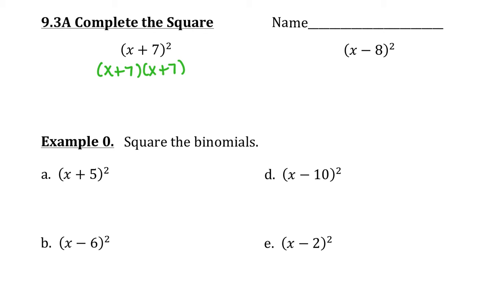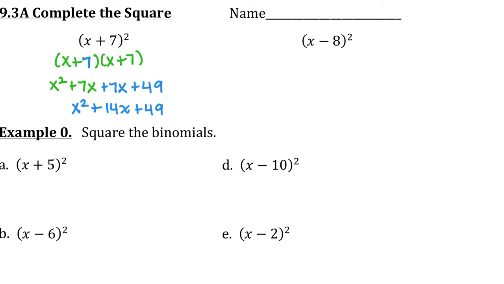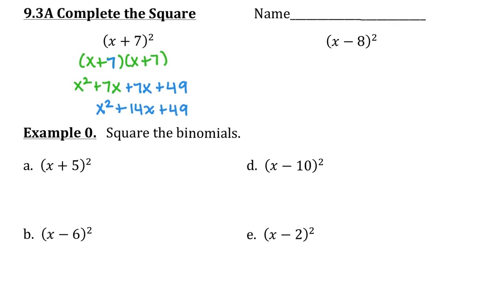Okay, normally if you were distributing, you would do x times x is x squared. X times 7 is 7x. And then remember, we would multiply the 7 now. 7 times x is 7x, and then 7 times 7 is 49. And then we got x squared plus 14x plus 49. Okay, I'm going to come back to this in a second, but I'm going to multiply this one more time so we can see that the pattern still works.